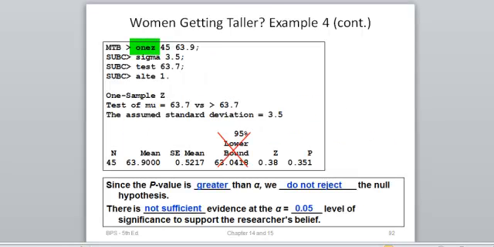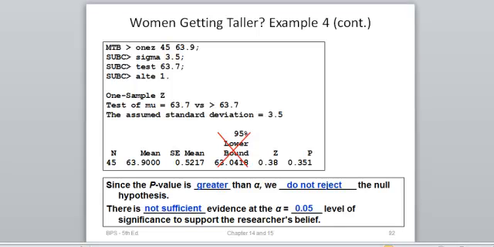You would do 1Z, that's a one sample Z test. You put in the sample size, see the 45 is our sample size, and the sample mean of 63.9. Put a semicolon, because now we've got to let Minitab know what our null hypothesis distribution mean is and what our sigma is. And then we also have to let it know are we in a right, left, or two-tailed test. So the next line is a subcommand where we let it know what the population standard deviation is. It's 3.5. So we say sigma 3.5.